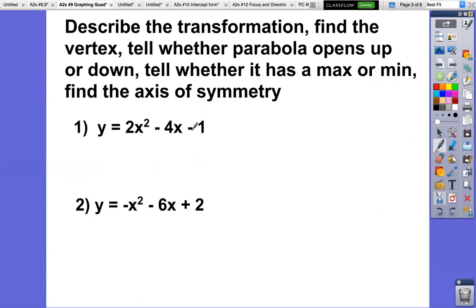All right, last 2. Try this on your own. Just find the H and K and we're done. Don't do anything else, just find your vertex. And we're going to start with our notes with this tomorrow.